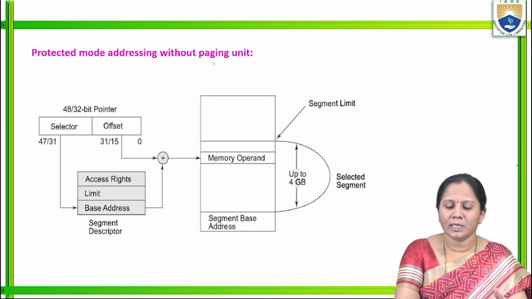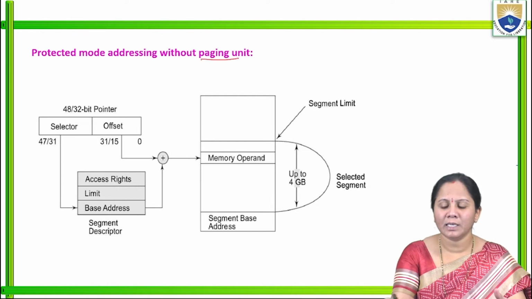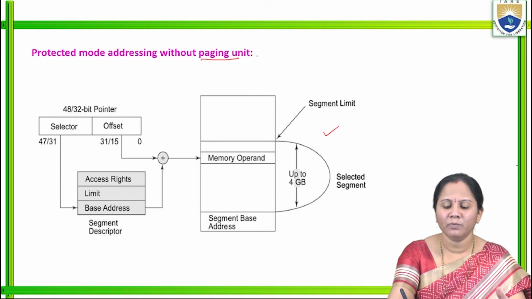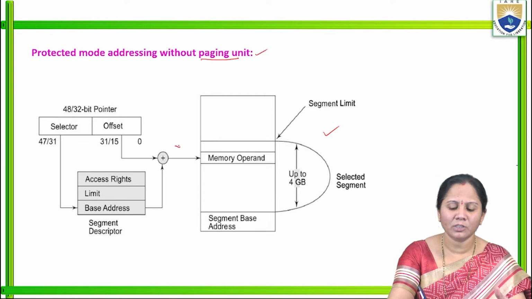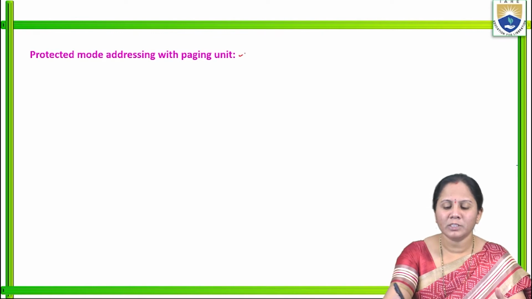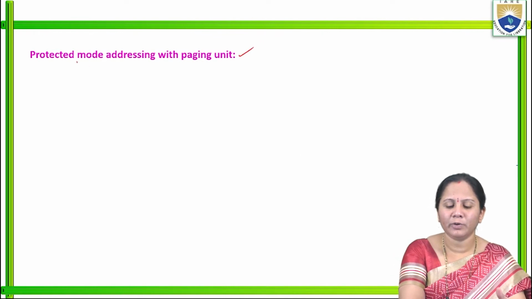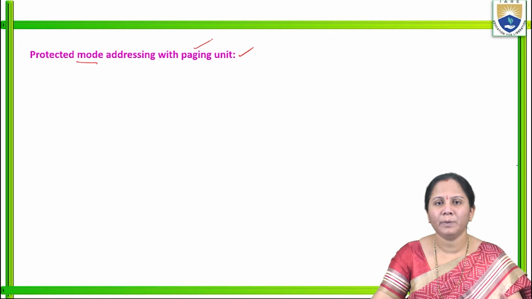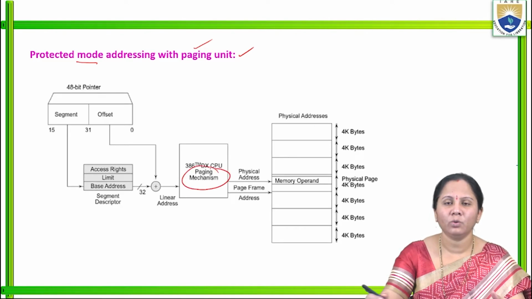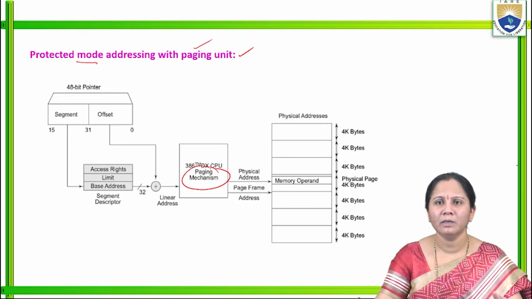Now, this is an example to calculate the physical address in the protected mode without the paging unit. So here there is no paging unit. And this is another procedure, calculating the physical address in the protected mode by enabling the paging unit. If you see here, this is the paging unit which is providing the paging mechanism.